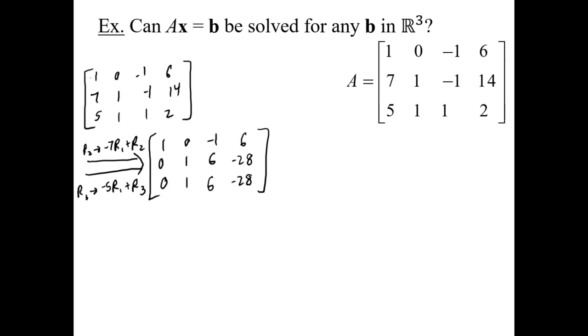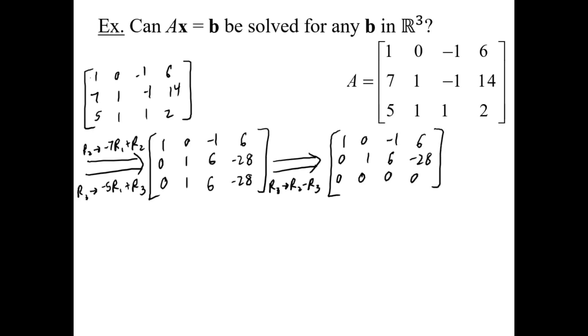Well, that looks familiar. Finally, if I just replace row 3 with row 2 minus row 3, 1, 0, negative 1, 6, 0, 1, 6, negative 28, and then a bunch of zeros. Okay. Well, here's the answer.